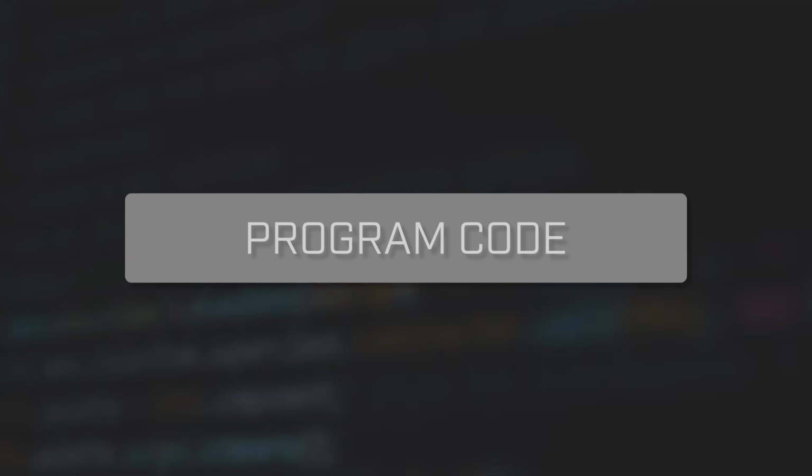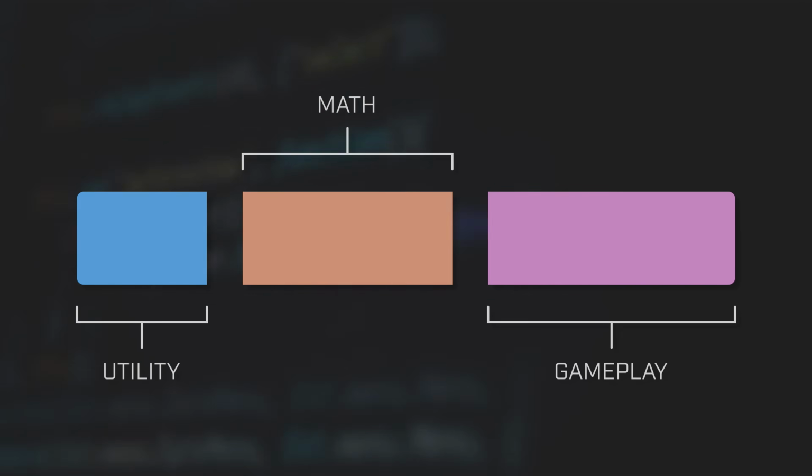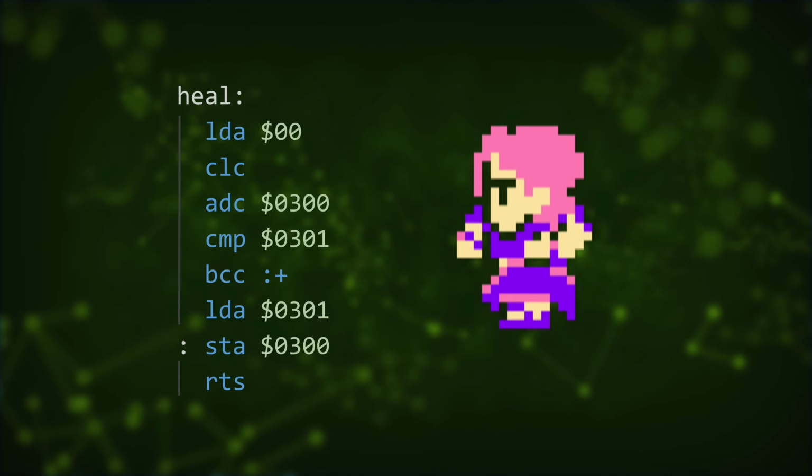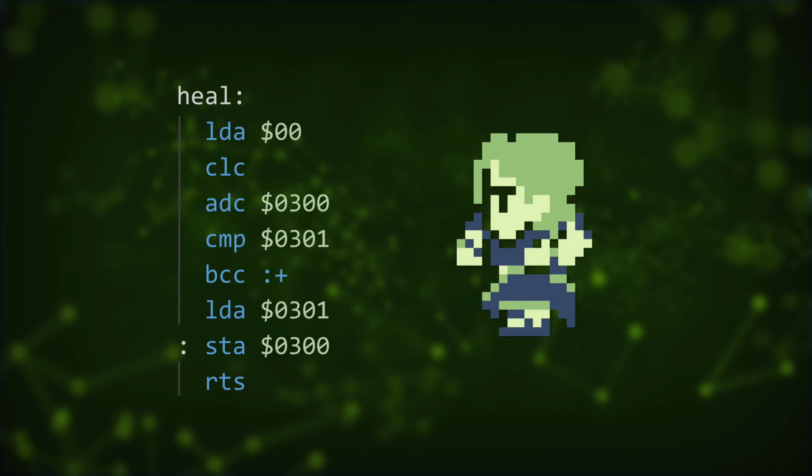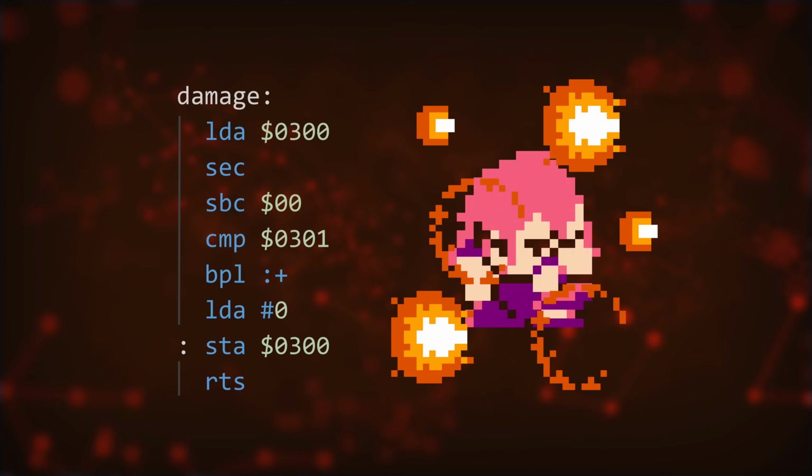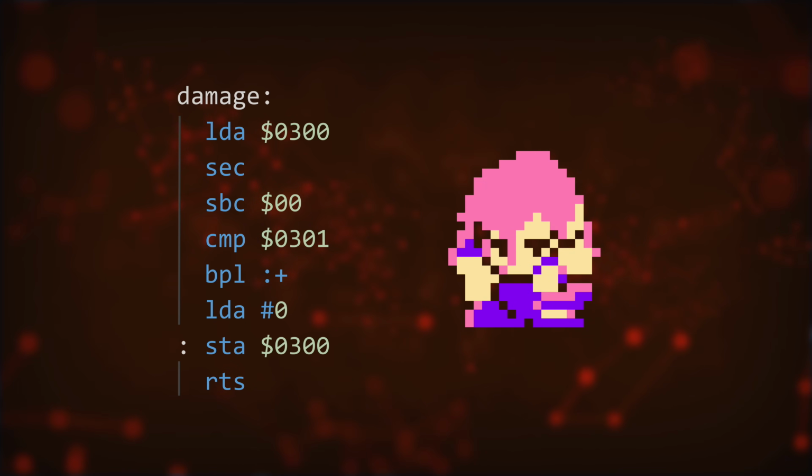Where loops and branches usually operate over some connected run of instructions, subroutines allow you to jump from one segment of the code to another, and then back again. This allows you to organize your code into sections based on function. For instance, you might have one subroutine that heals the player when they pick up a health container, and another routine that deals damage when they get hit by an attack.